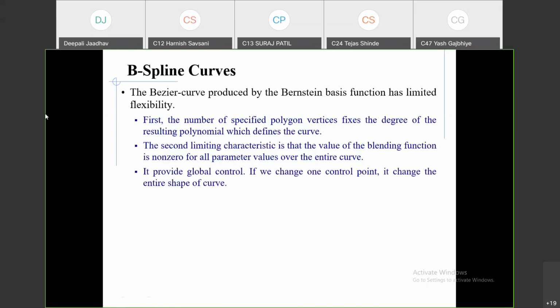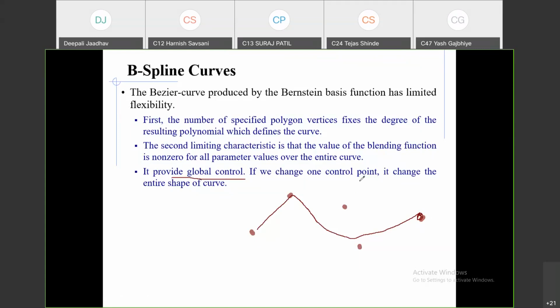And it provides global control over the curve. So if we consider there are 4 points, this is the first point, 2, 3, 4, 5. I take 5 points here, and I draw the curve within this. The Bezier curve is not an interpolation, it is an approximation curve. It passes through the first and last point compulsorily, but not necessarily the remaining points. So it provides global control.